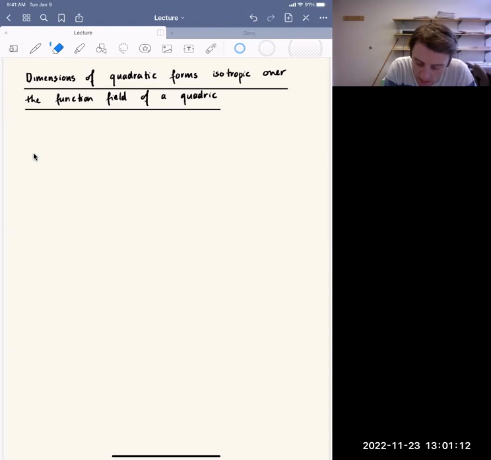Yeah, so the title of my talk is Dimensions of Quadratic Forms Isotropic over the Function Field of a Quadric. So the problem I'll be discussing here is an example of what people in this area refer to as an index reduction problem. That concerns looking at the way an algebraic group can split when scalars are extended from the ground field to the function field of some variety of interest, usually a projective homogeneous variety.